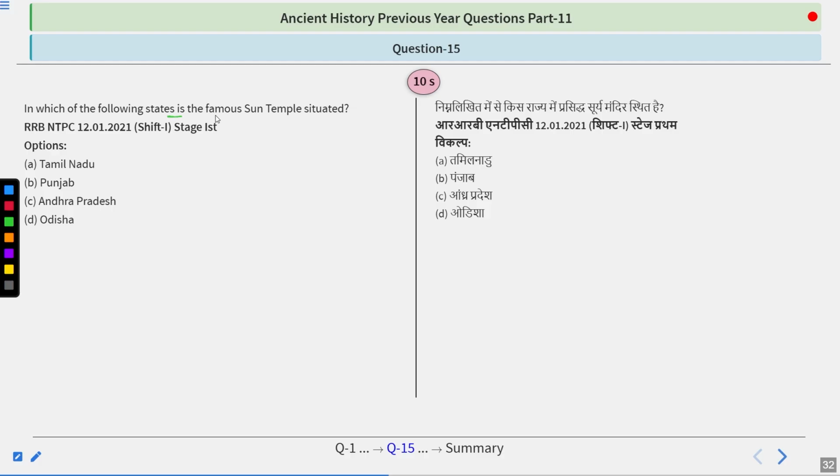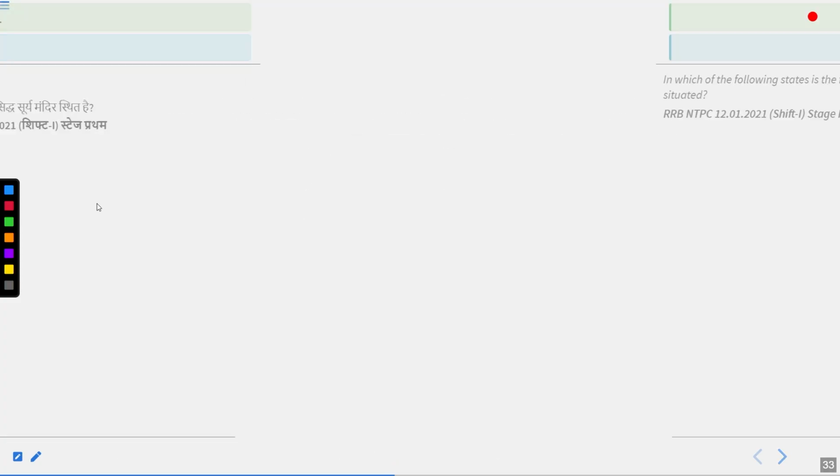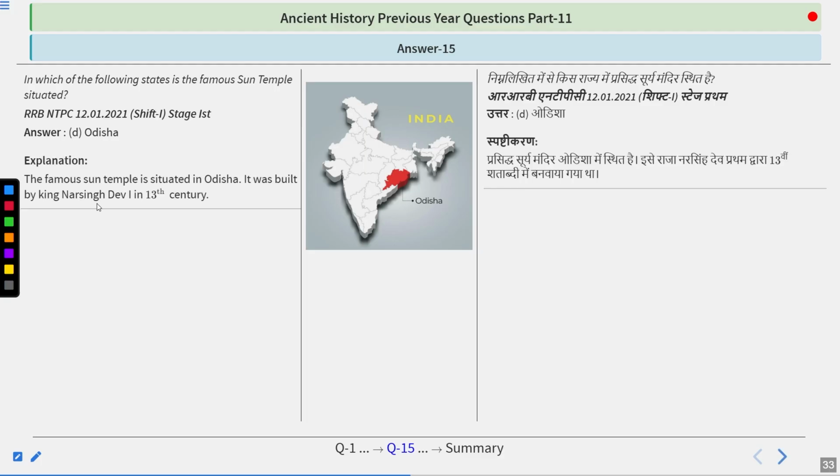In which of the following states is the famous Sun Temple situated? Options are Tamil Nadu, Punjab, Andhra Pradesh, or Odisha. So very simple question. Try to answer. And your answer is quite right. Answer is Odisha. So the famous Sun Temple is situated in Odisha. It was built by King Narsingh Dev I in the 13th century. It is also known as Black Pagoda.